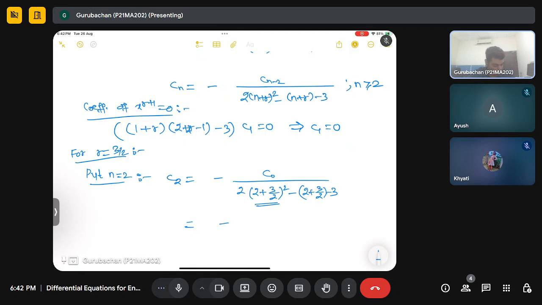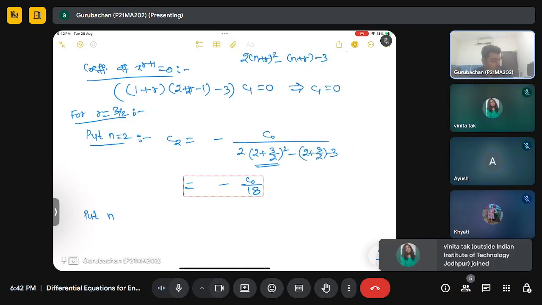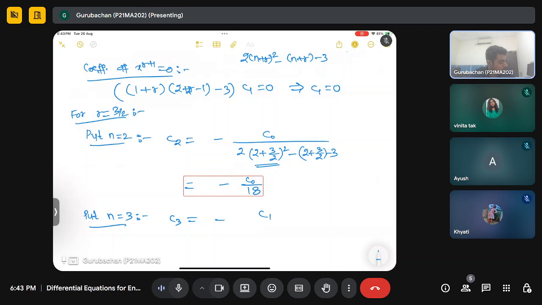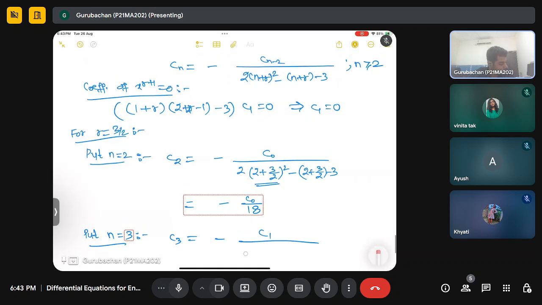So this will give you minus C naught divided by 18. Now put n equal to 3. So n equal to 3 gives you C3 equal to minus C1 divided by that relation. So this is 2, 3 plus 3 by 2 whole square minus 3 plus 3 by 2 minus 3. So since C1 is 0, this will be 0.